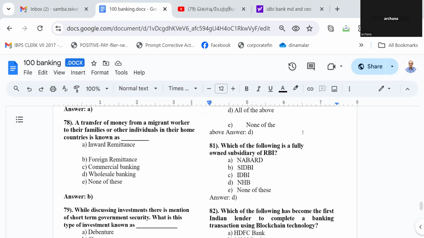Number 81, which of the following is a fully owned subsidiary of RBI? The answer is none of these, because now NABARD is not a subsidiary, SIDBI is not a subsidiary, IDBI is not a subsidiary. NHB also has become fully owned by Government of India. RBI has got 5 subsidiaries like DICGC, Reserve Bank Note Mudran Private Limited, then IFPAS, then Innovation Hub, and like that five companies they have. You can search and get it.